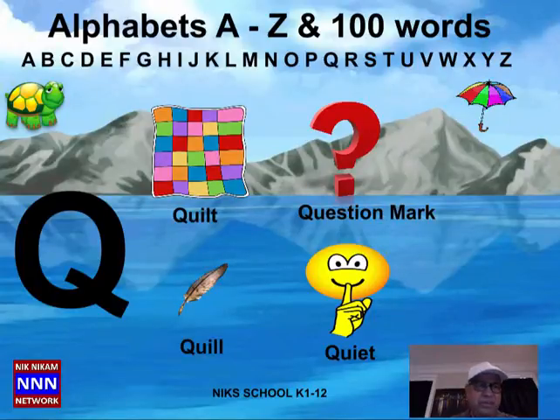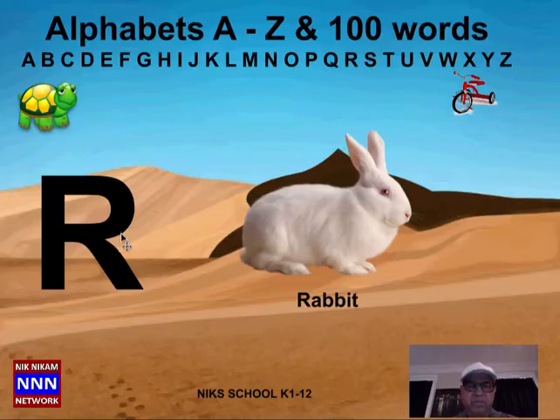Okay, let's go to the next letter here. R, rabbit. Oh, this is so cute. Oh, look at those eyes. Look at those eyes. Oh, beautiful, beautiful. And it has nice little rabbit ears. Look at those. They are sticking out.